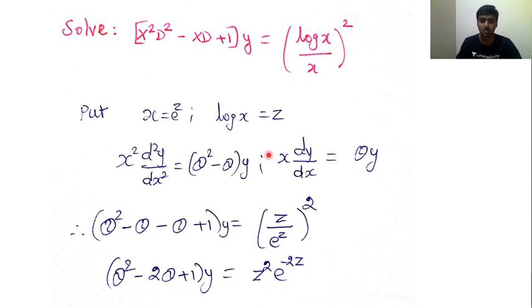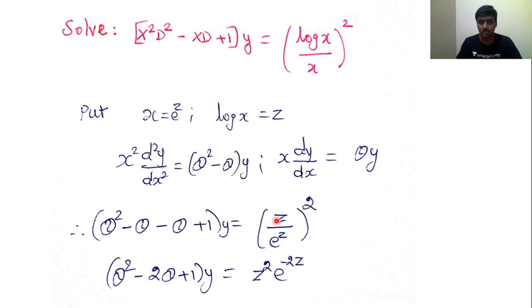So these are the substitutions we are making here. Now substitute, instead of x square into d square, theta square minus theta. This is equal to theta square minus theta, minus, instead of x into d, substitute again theta, again minus theta. Here plus 1 into y is equal to, here log x is equal to z, then x is equal to e power z. So these are the substitutions.